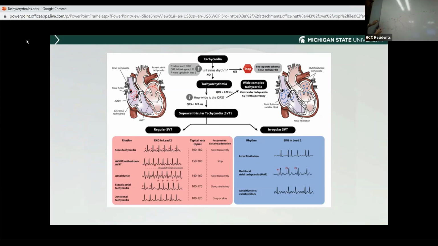And then AVRT and AVNRT. And these two I didn't know before I started residency. I think the first time I heard about them was when I was working on call with Abdullah one time, and we started speaking about them. So what is AVRT and what is AVNRT? We spoke about how the normal conduction system works.